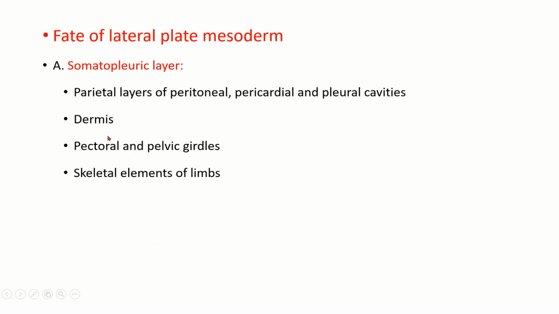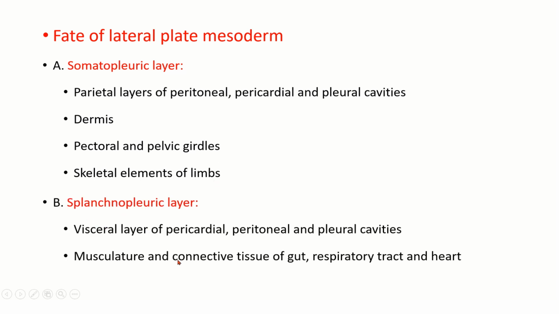So from lateral plate mesoderm, the somatopleuric layer forms the parietal layers of peritoneal, pericardial and pleural cavities. It also forms the dermis, pectoral and pelvic girdles, and skeletal elements of the limbs. Splanchnopleuric layer, the visceral layer of the pericardial, peritoneal and pleural cavities, is formed from this. The musculature and connective tissue of the gut, respiratory tract and heart all develop from the splanchnopleuric layer.